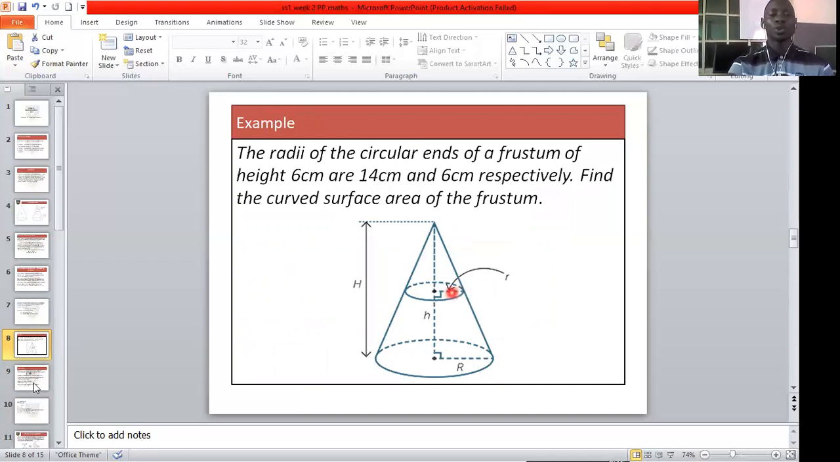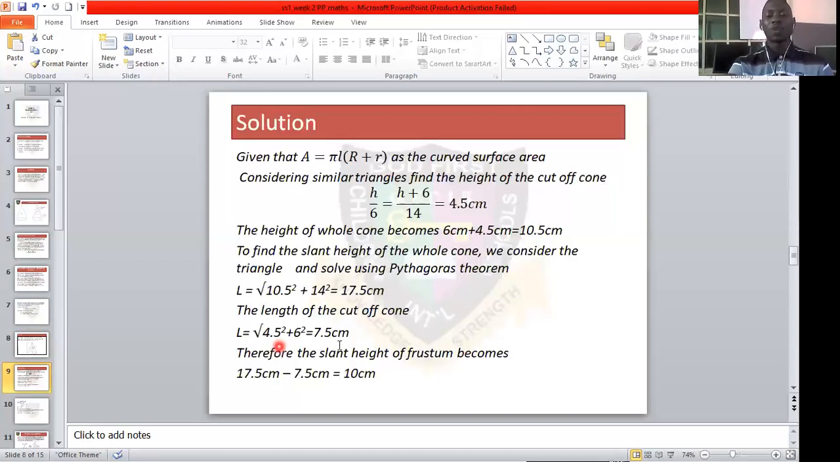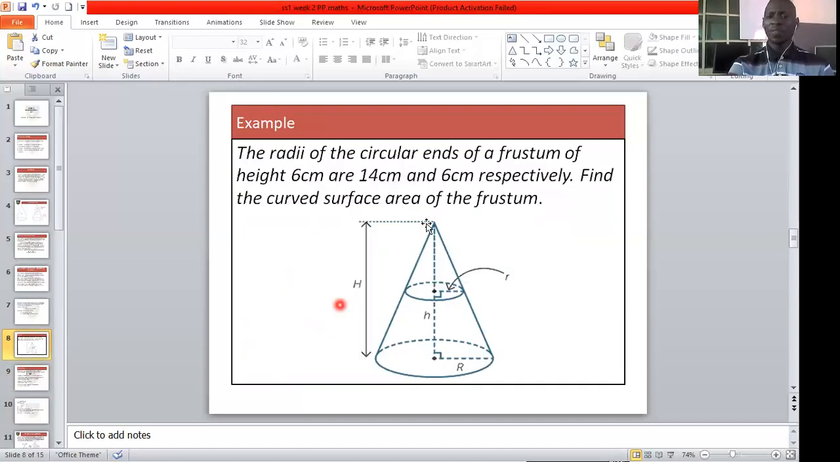And solving through, you have your small letter l to be 7.5 centimeter. Mathematically, if you have the whole height to be 17.5, and the smaller height to be 7.5, obviously this place will be 17.5 minus 7.5, which is going to give us 10 centimeter. That is the slant height of the frustum: 10 centimeter. You can see.